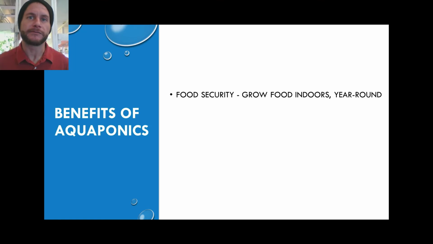Some more benefits of aquaponics are food security. I just mentioned that it is able to bring food closer from where it's grown to where it's eaten. So there is this idea of food security. What's food security? Is that like the guards who are out at the fields protecting the food from the pests? No. Food security is this idea of being able to have enough food that we need in order to provide adequate nutrition. So aquaponics is able to grow food indoors year-round.